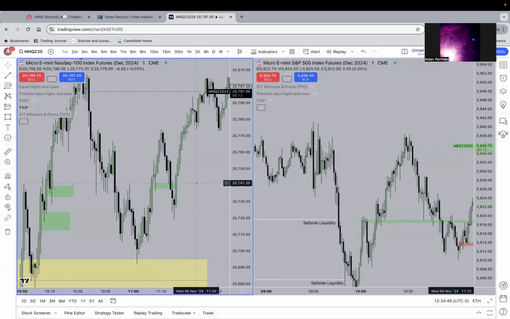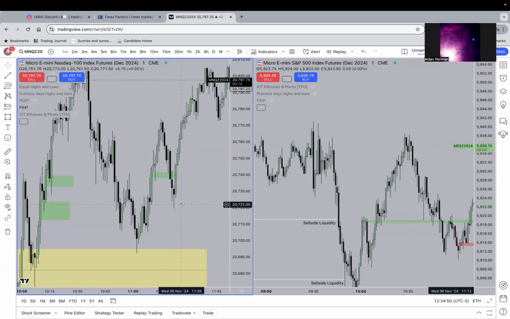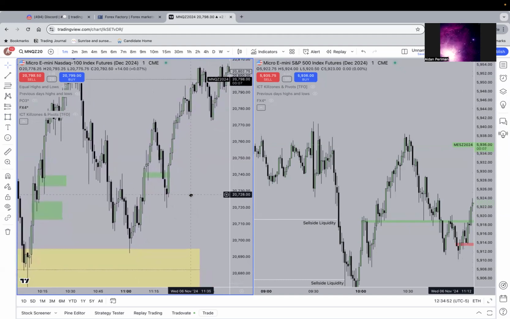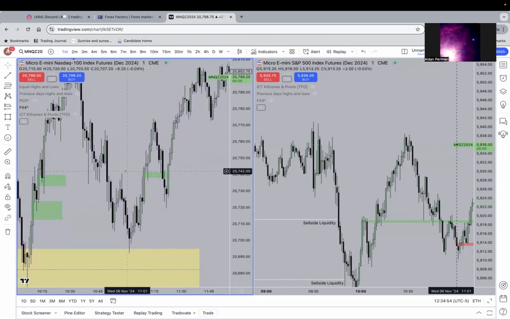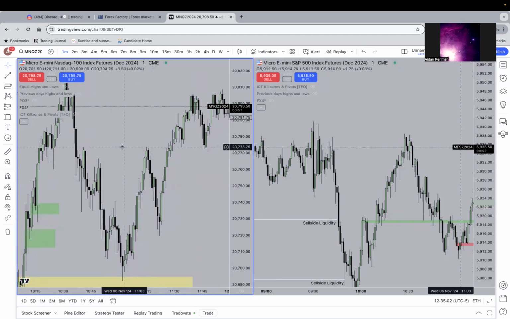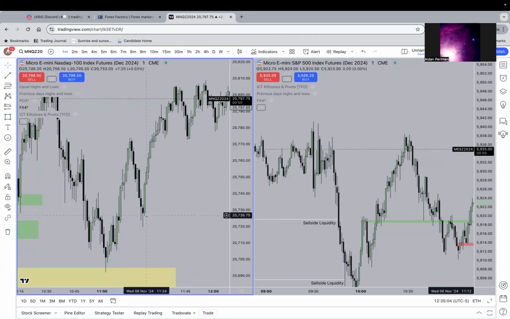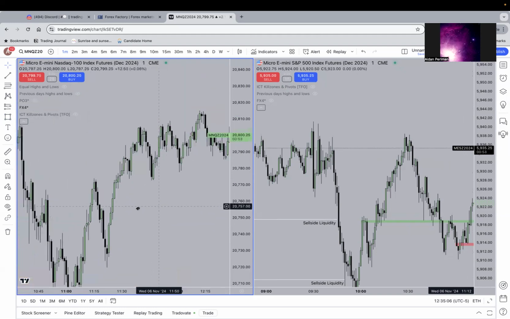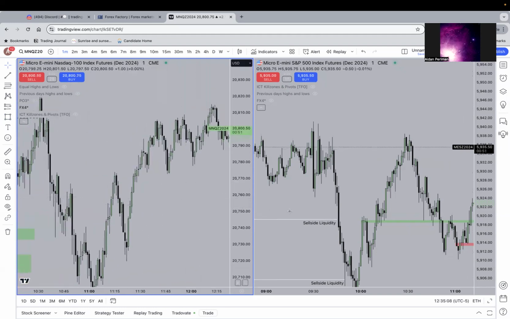It was a smaller imbalance and I just wasn't confident if this was just a retrace of this gap and then going back down, or if this breaker is going to hold. But we do end up going back up, sweeping that high, coming back down, and going back up. We're getting these really deep retracements, which I do not like.